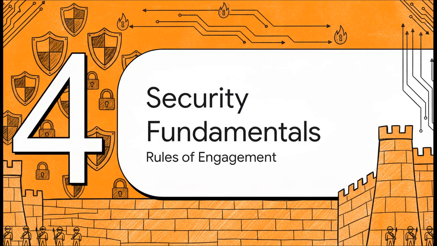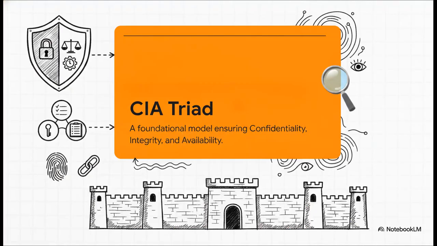Shifting gears now to Section 4, Security Fundamentals and Protocols. This is where we establish the firm rules of engagement and properly brief the internal guards on duty. These core principles dictate all the security logic that operates within our fortress. The absolute required baseline for all defensive operations is the CIA triad: confidentiality, integrity, and availability.